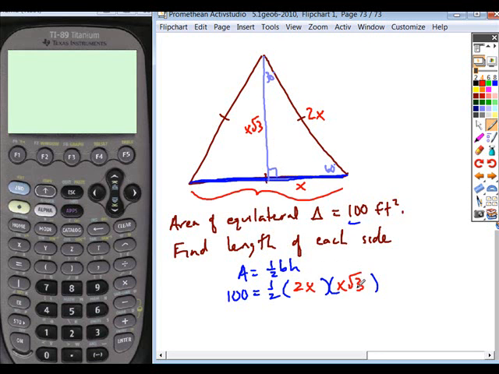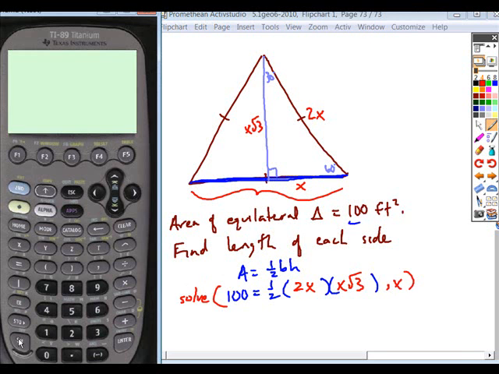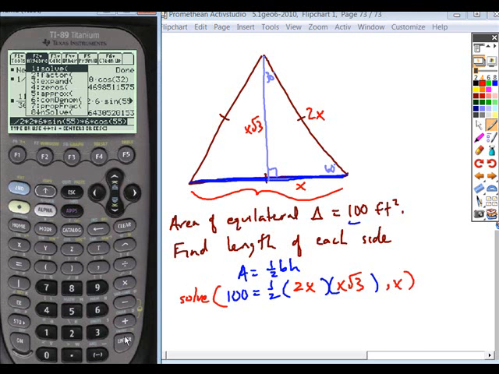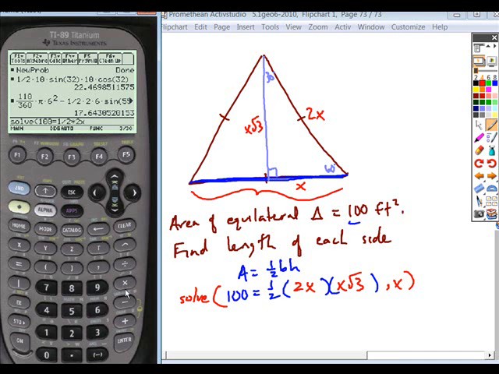X root 3. And so now I have this equation set up with one variable. That's all I need in order to solve. And so if you're using your calculators, you can just solve that equation for x. So I go to my Algebra tab F2, type my equation exactly as it appears. 100 is equal to 1/2 times 2x times x square root 3. Solving for x, close off the parentheses.